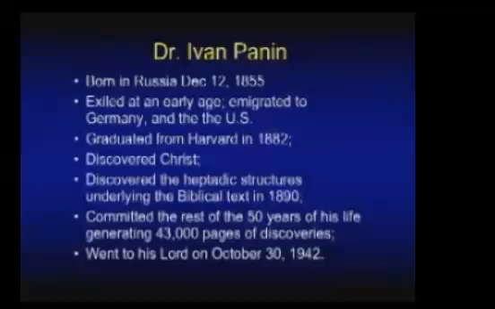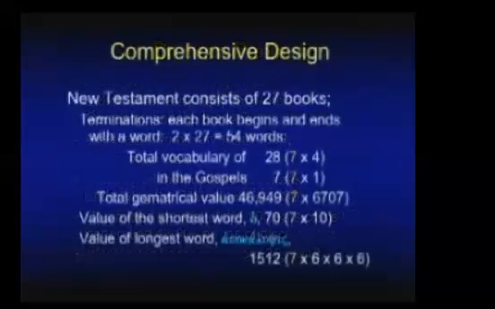Okay, but it gets worse. And there's more to it than all of this. We're sharing with you the discoveries of Dr. Ivan Panin, who graduated from Harvard in 1882, discovered Christ, has a PhD from Harvard. That's a real miracle. He discovered the heptatic structures underlying the biblical text in 1890. He committed the rest of the 50 years of his life, generating 43,000 pages of discoveries. He went to the Lord in 1942.